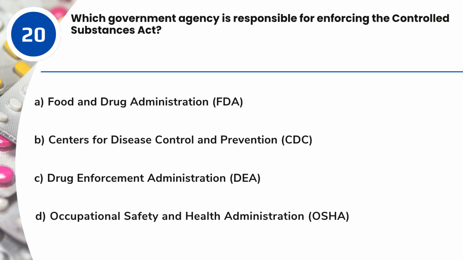Question 20. Which government agency is responsible for enforcing the Controlled Substances Act? A. Food and Drug Administration, FDA. B. Centers for Disease Control and Prevention, CDC. C. Drug Enforcement Administration, DEA. D. Occupational Safety and Health Administration, OSHA.